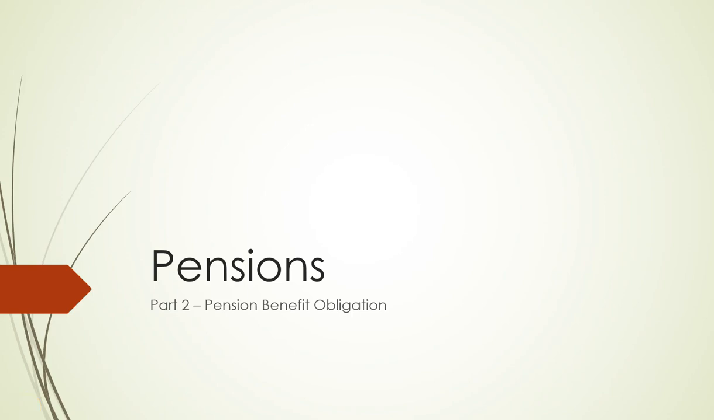This is Part 2, Chapter 17 on pensions. Now what we're going to do is go through how to determine the employer's obligation, which is the projected benefit obligation, also known as PBO, and then how to determine the plan assets. And we'll go through the journal entries and we'll review again the pension expense.